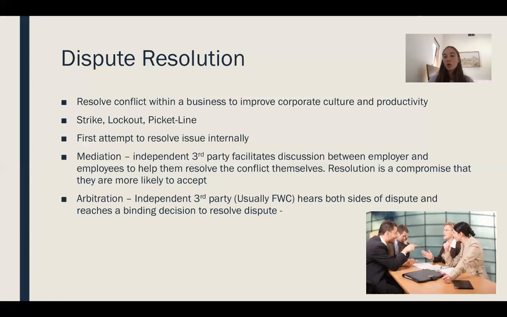It's more formal, more like a court setting, where one party will present their side of events and the employer will do the same. They'll present their side of events and what they believe they should receive. Then the Fair Work Commission will say, this is what's going to happen, and the employees and managers can't do anything about it. That's legally binding. And so that may be detrimental to corporate culture as well, because there's no compromise. One party wins, one party loses, and the parties aren't able to resolve it themselves.